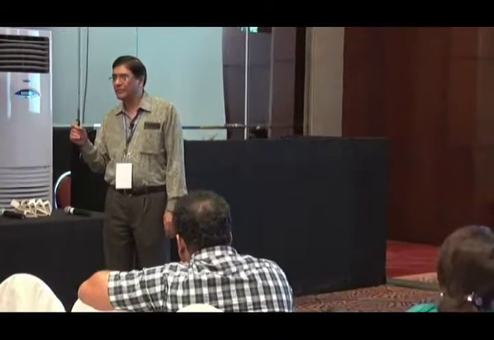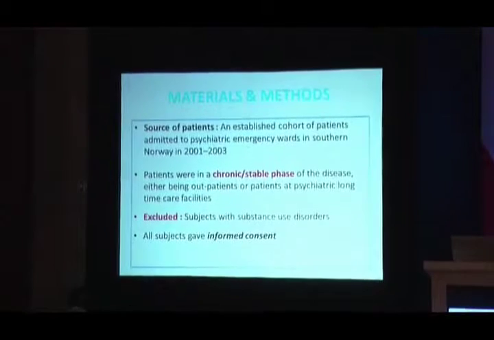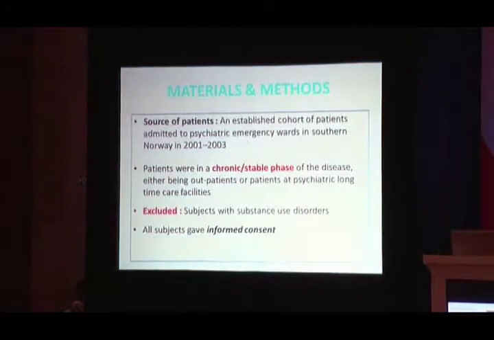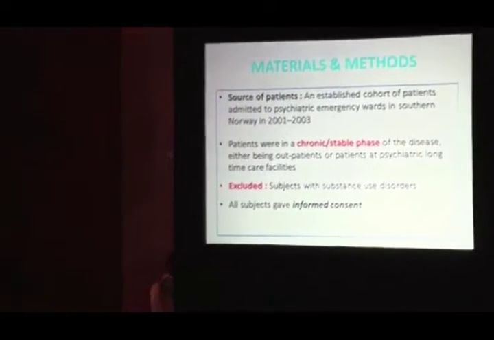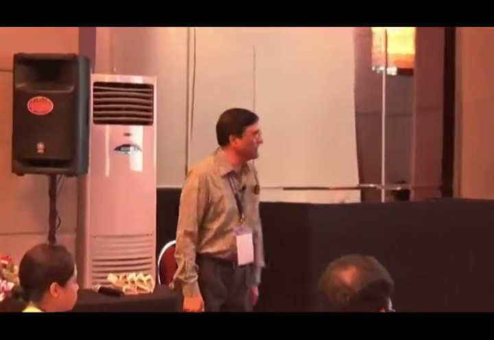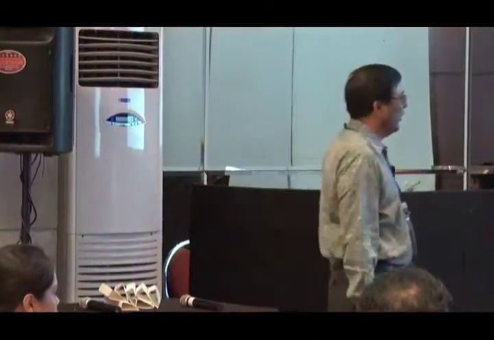Okay, recruited from hospital employees who have been matched for age. Now these are the highlighters that we are looking at: matched for age. That is important. Okay? What would have been more interesting? They should have been matched for gender also. Okay, that is something. Source of patients: an established cohort of patients in southern Norway from 2001 to 2003. Patients were in a chronic stable phase of the disease and they had excluded subjects with substance use disorders. Now these are your notes while you are reading the paper. And all subjects had given informed consent.